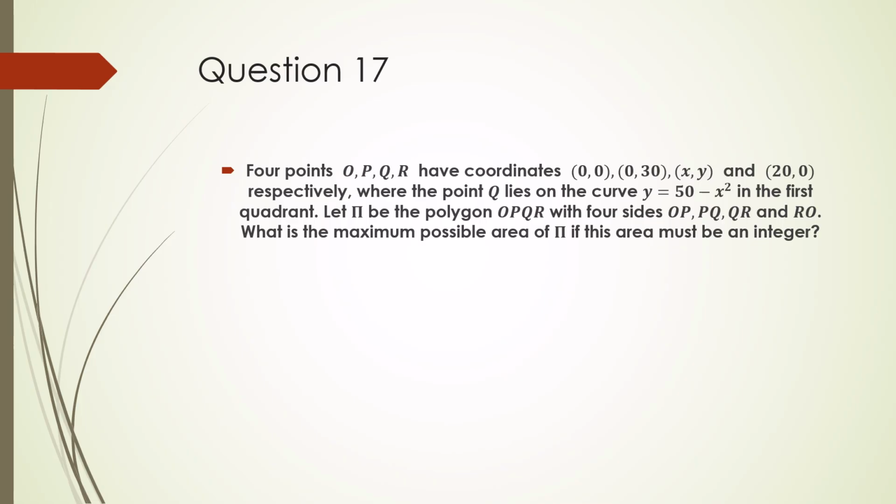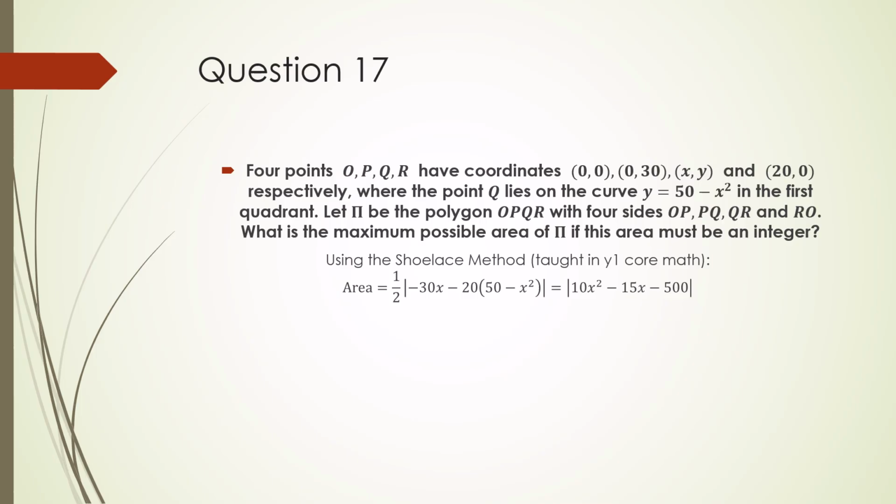So we know that three of the coordinates are fixed, and the last coordinate will be (x, 50 minus x squared). With this, we can apply the shoelace formula to write the area as a very nice quadratic. And by maximizing the quadratic, we'll get that the area equals 505.625, and therefore the maximum possible integer area would be 505.